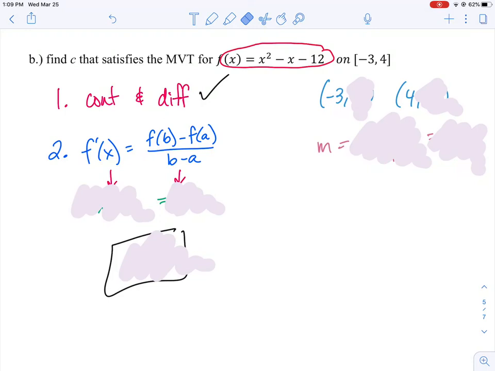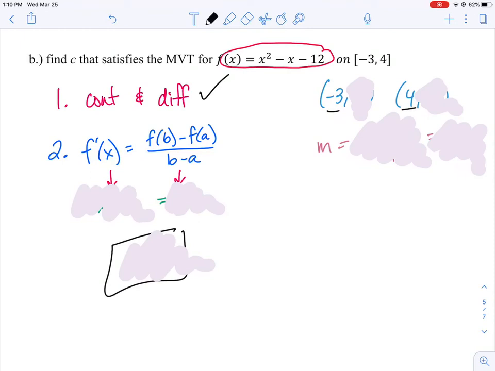Number two, the derivative has to be the same as my average rate of change. The slope between my two endpoints has to be equal to my instantaneous rate of change, my derivative. So let's go ahead and do those two pieces. I need you to find me the slope between your two endpoints. Well, I know one of my endpoints is at x equals -3. My other endpoint is at x equals 4, but I don't know the y values.